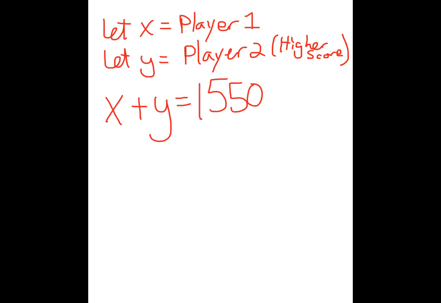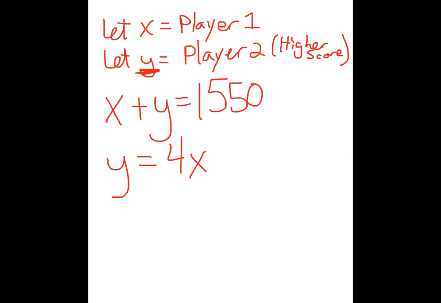The second equation said one rushed 4 times as many yards as the other. Okay, so I chose Y to be the player with the higher score, if you will, right? So that means that his number of rushing yards is equal to 4 times as many as the other. So my other player, X, I need to do 4 times that. And that would get me the high score of player 2. And believe it or not, those are my 2 equations right there.